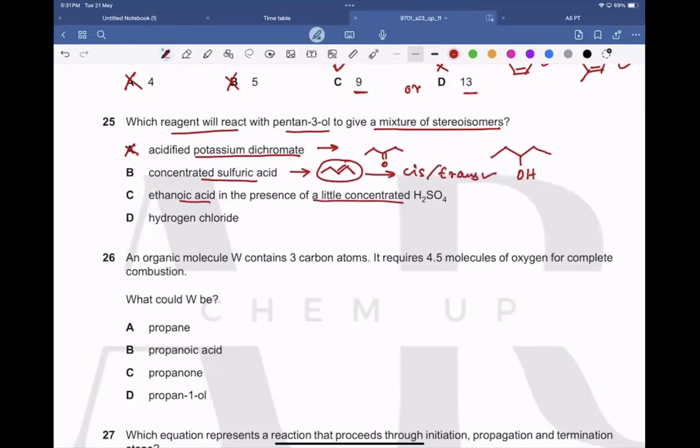Ethanoic acid in the presence of a little concentrated sulfuric acid. Here it's an esterification reaction, and in esterification, no chiral center has been formed. So no stereoisomerism can be shown over there. And hydrogen chloride, if we reacted with the hydrogen chloride, only OH is displaced by Cl. As a result, no chiral center or double bond can be formed. So D goes wrong as well. So B is the correct answer, where we are getting an alkene, and the alkene can show cis and trans.